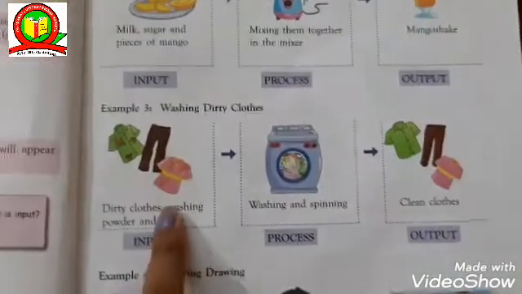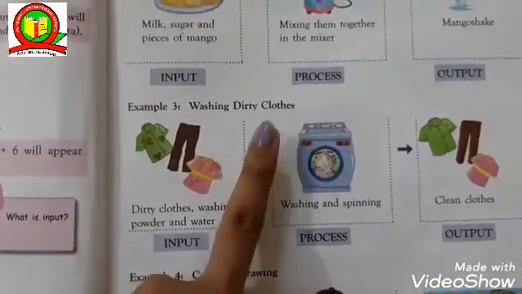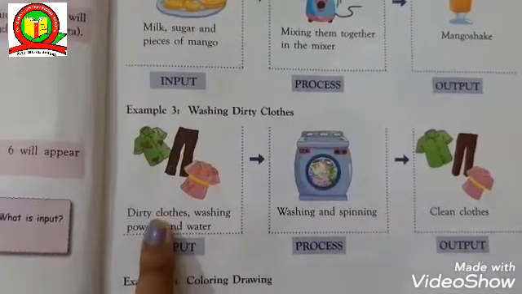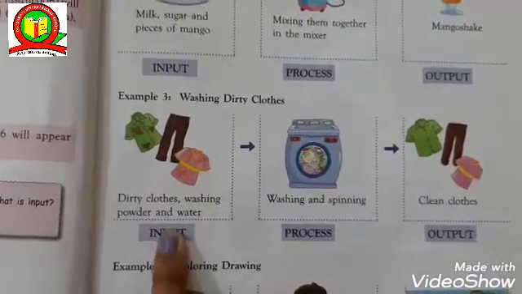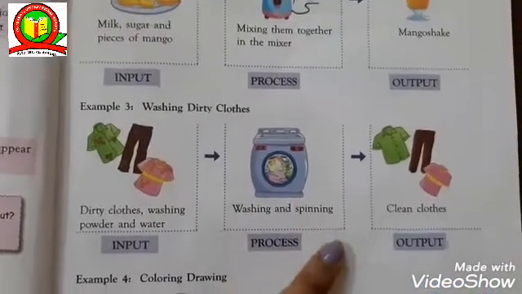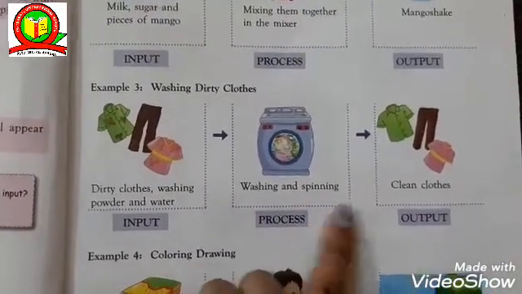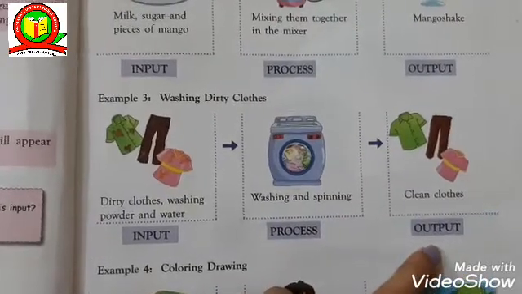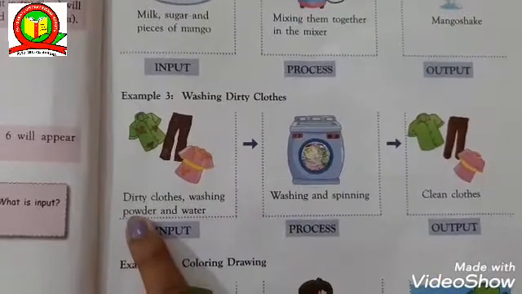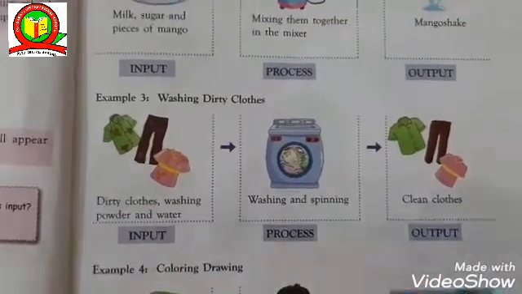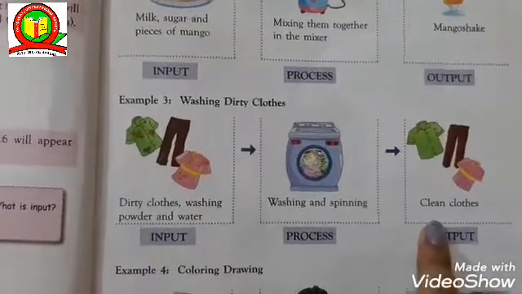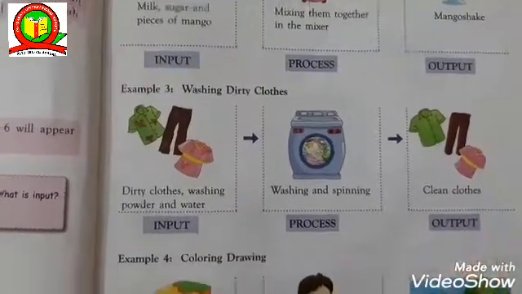Now the third example, washing dirty clothes. What are the inputs? Dirty clothes, washing powder and water. Now let's see processing. Washing and spinning. And what output comes? Clean clothes. Before what was? Dirty clothes, washing powder and water. After that we have processed that. Now the output is clean clothes.